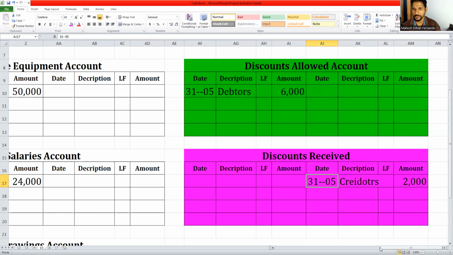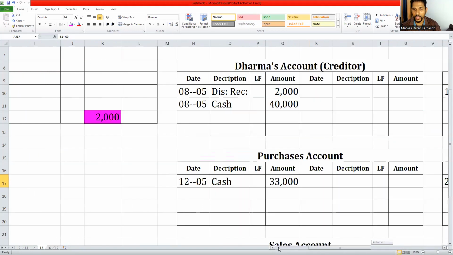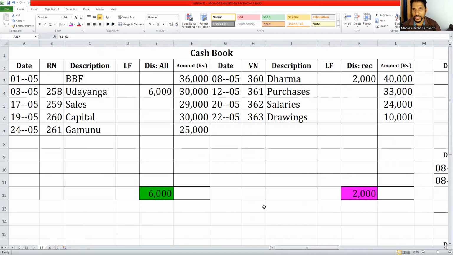Now, this is how you answer a question which carries the cash book with discount columns. The mathematical format: date, receipt number, description, LF, discounts allowed amount in the debit side. In the credit side, date, voucher number, description, LF, discounts received amount, that is the credit side.